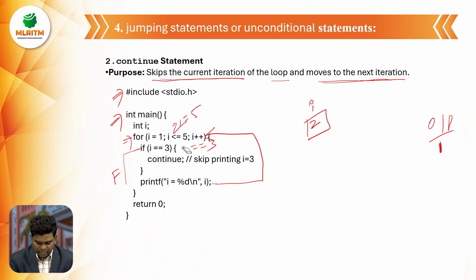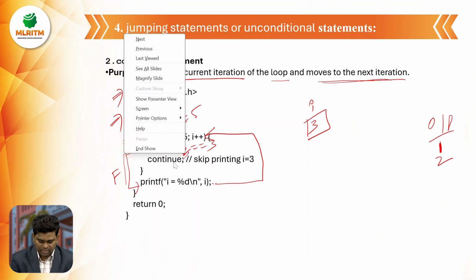What is the current value of I? 2. 2 is equal to 3. Again false. So it goes out of the if, we have printf, directly we are printing I value. Then it goes to the modification, that is I plus plus. I value becomes 3. Then test the condition 3 is less than or equal to 5. Yes, the condition is true. Enters into the body.